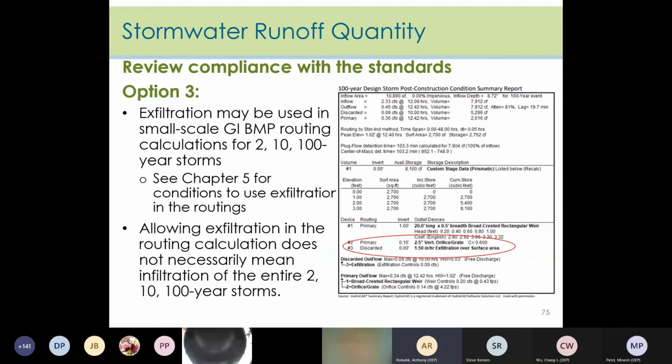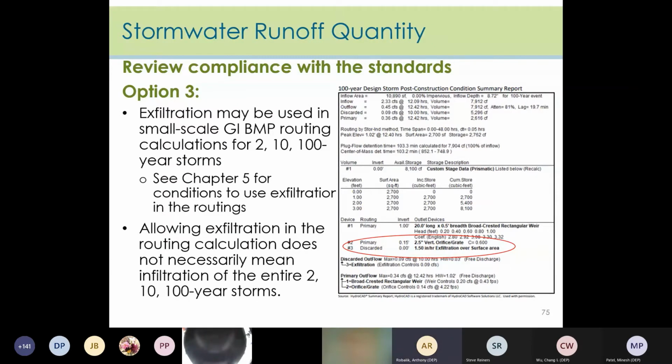So on the printout, it shows exfiltration is included in the routing calculation and is denoted as discarded runoff. Note that this BMP design does not infiltrate the entire 100-year storm into the subsoil. And as you can see on the slide, primary means the discharge of the 100-year storm through an outlet structure, such as an orifice or weir.